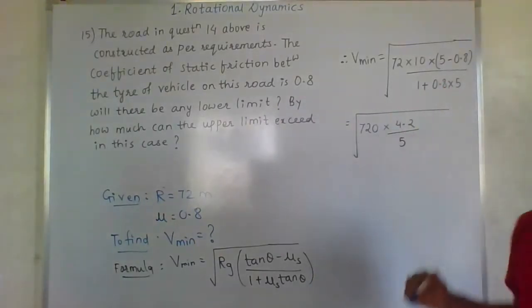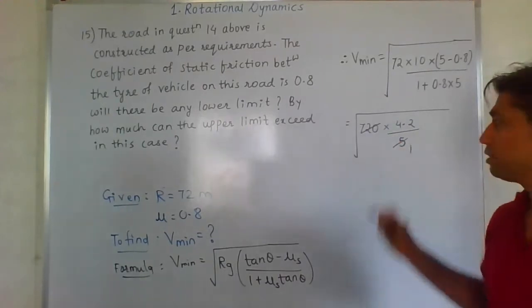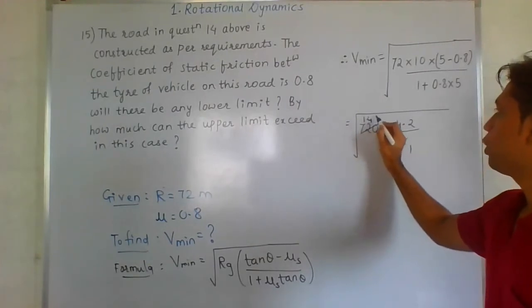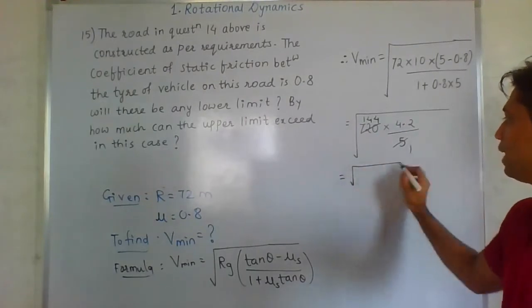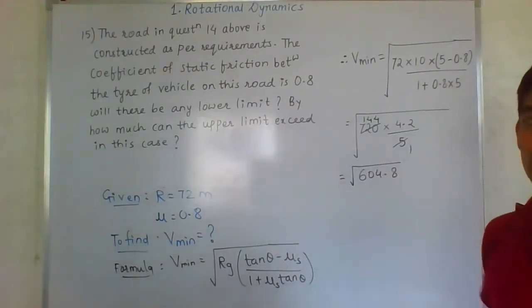Okay, now it is very simple. 5 ones are 5, and 5 divided by this will give you 1, 4.2 into 720. Okay, multiply करो इसको. I hope you will get the answer as 604.8. Okay, then take the square root of this.